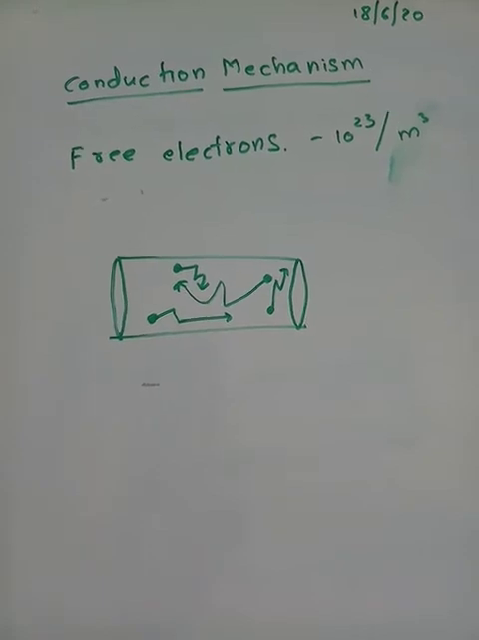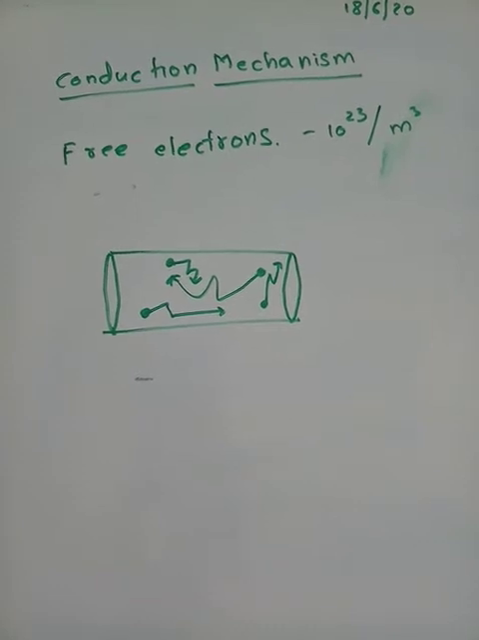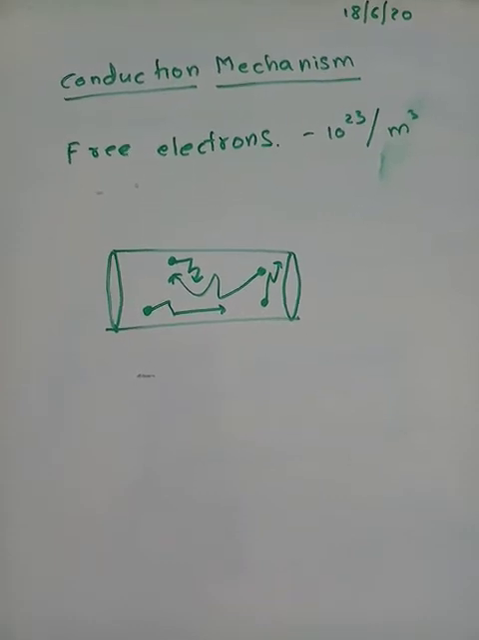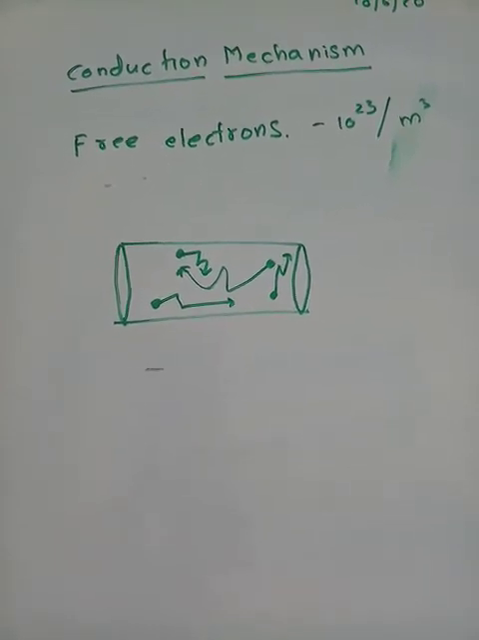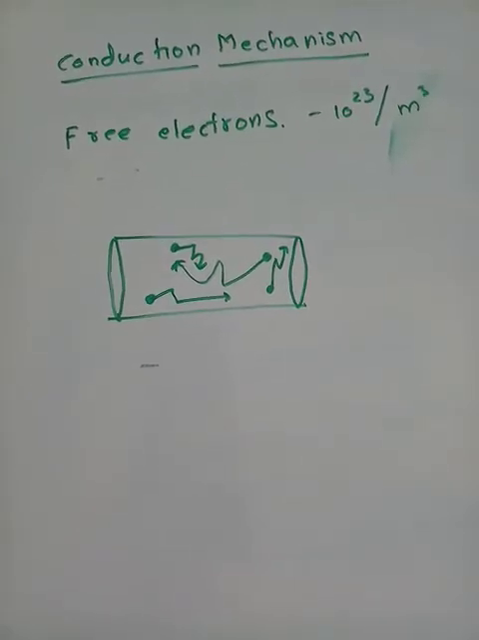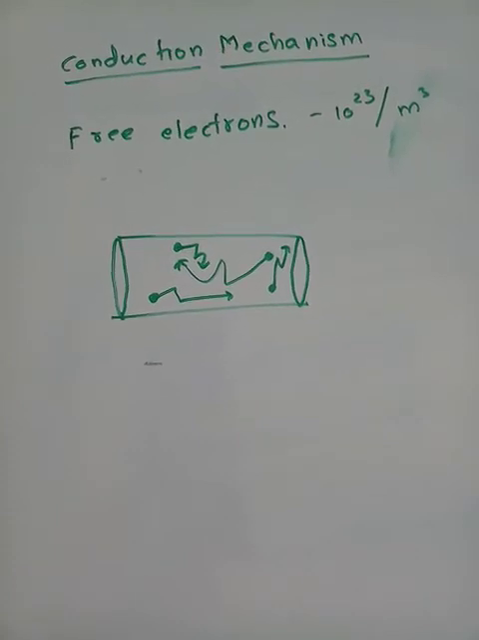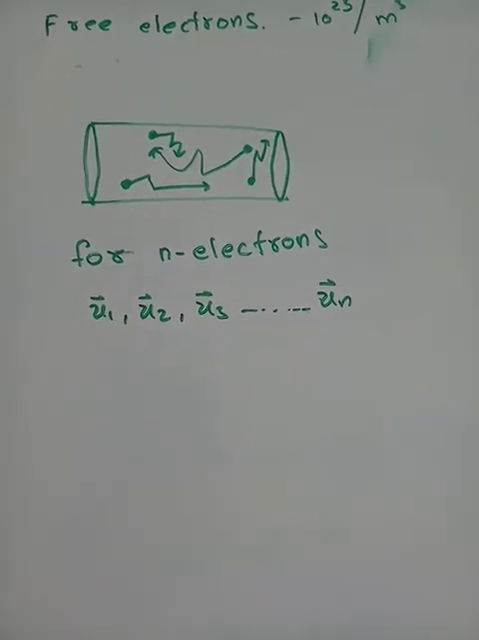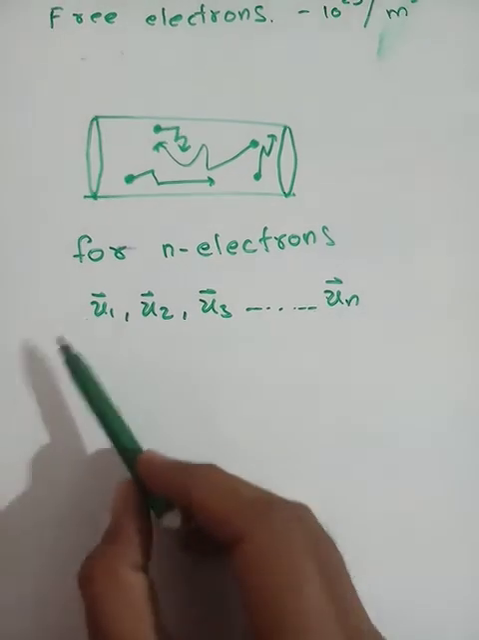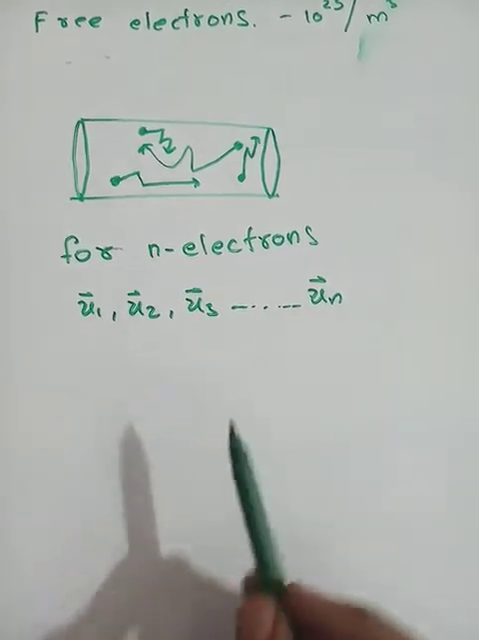Okay. Now, as I told you, if 100 electrons move from left to right, 100 electrons move from right to left. If 200 electrons go upward, the same number, 200 electrons, will be going downwards. So the average velocity of these electrons will be equal to what? Equal to 0. If I have n free electrons in a conductor, then their velocity vectors will be written as u1, u2, u3, u4, u5, u6, u7 up to un.